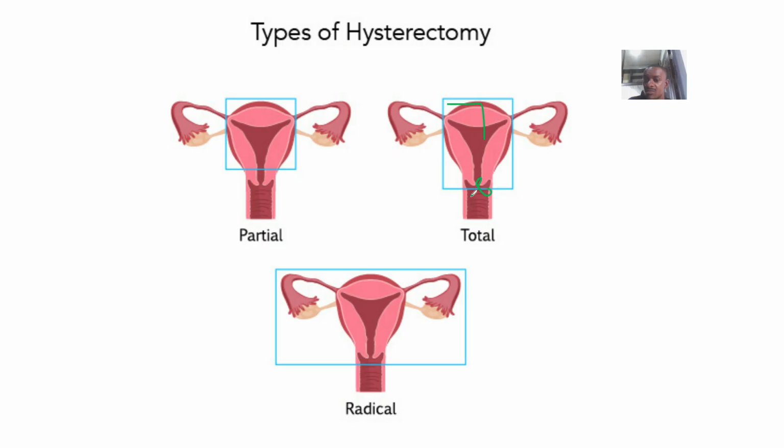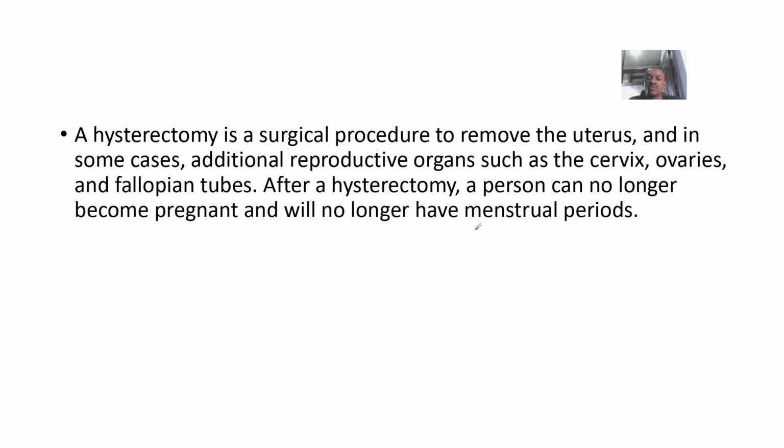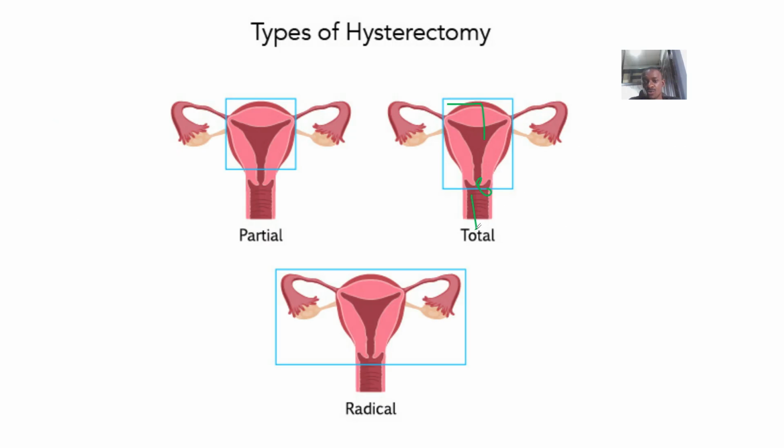this place. This is the vagina down. Alright. So in some cases, additional reproductive organs such as cervix, ovaries and fallopian tubes can also be removed. That's when we get to look at the different types of hysterectomy we have. So different types: partial, where you are removing only the uterus; total, you are removing what? The uterus down to the cervix; radical, you are removing from the cervix up to the fallopian tubes. Everything is pushed out.